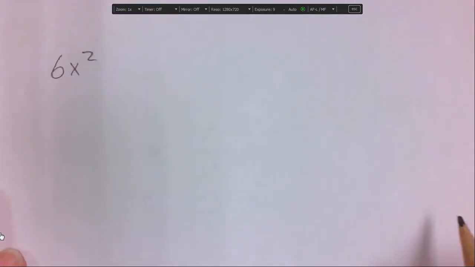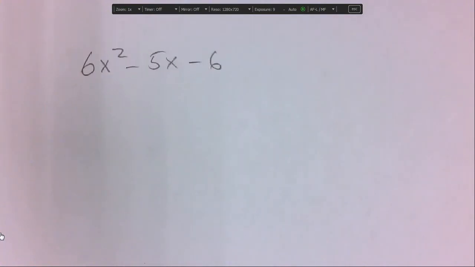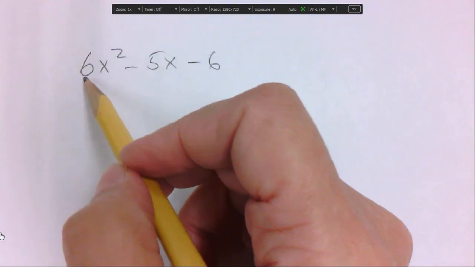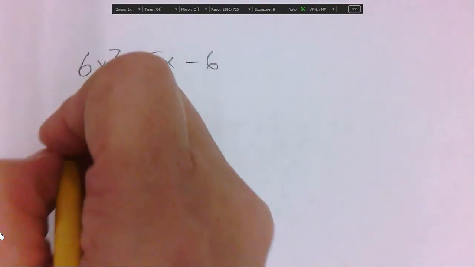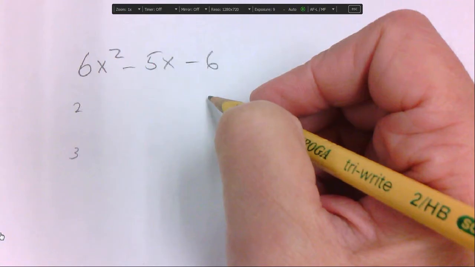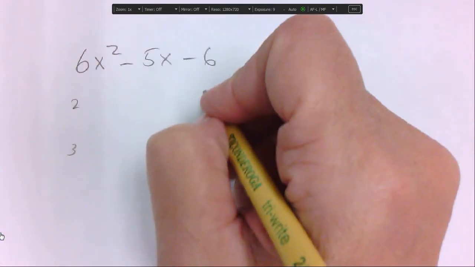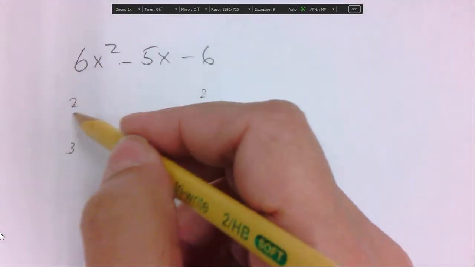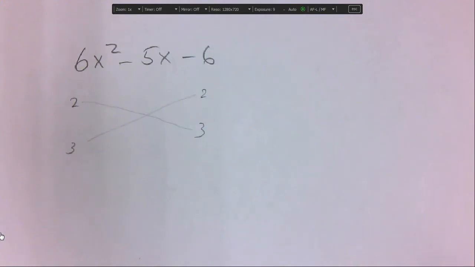Okay, and so this is also factored. I'll do another example with crisscross with numbers that are a little bit bigger. So I'll go 6x squared minus 5x minus 6. Now remember with crisscross, what we're trying to do is write the 6 as a product of two numbers. So let's say 2 and 3. I can write this 6 as any product of two numbers. So I can do 2 and 3 again if I want.